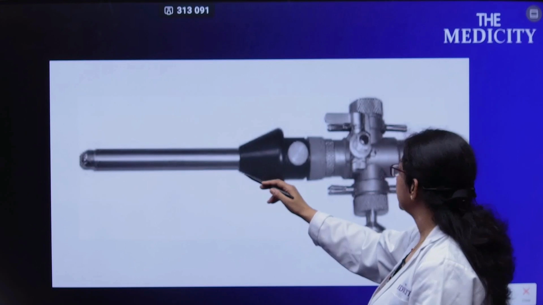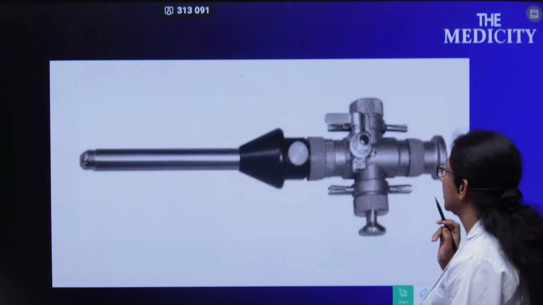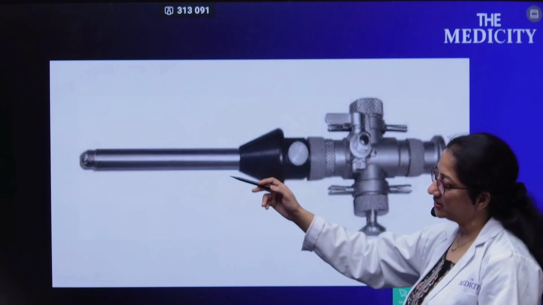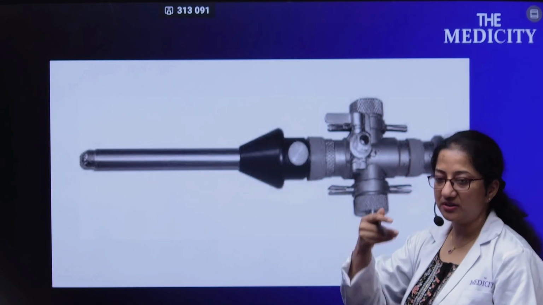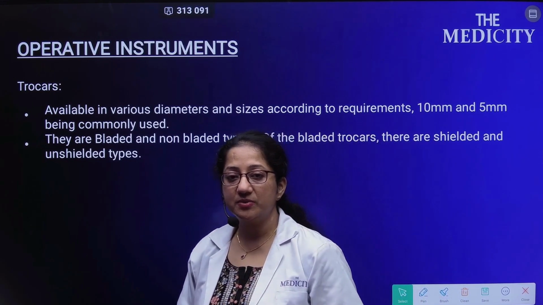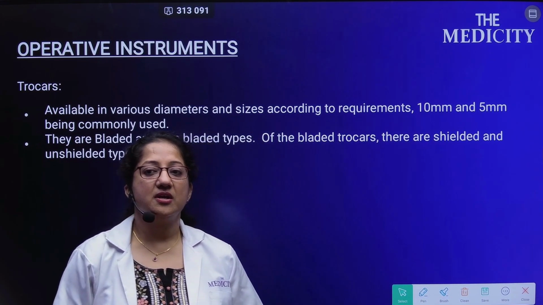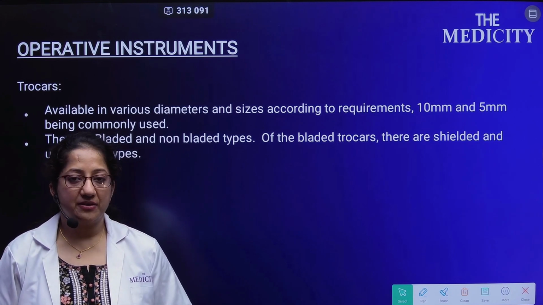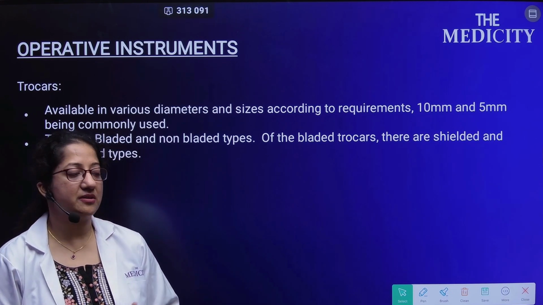So this is a common trocar and cannula which we use. The outer part is the cannula and the inner part has a sharp trocar in it which helps us to go inside. Operative instruments. Trocars are available in various diameters and sizes. They can be 10 millimeter, 5 millimeter, and they can be bladed or non-bladed, and bladed ones are of shielded and unshielded type.